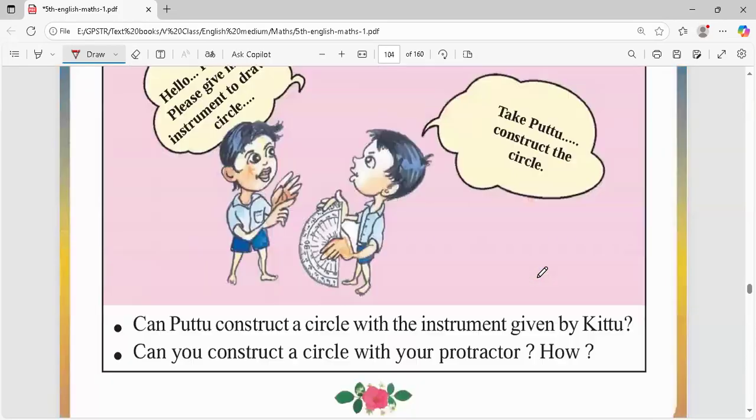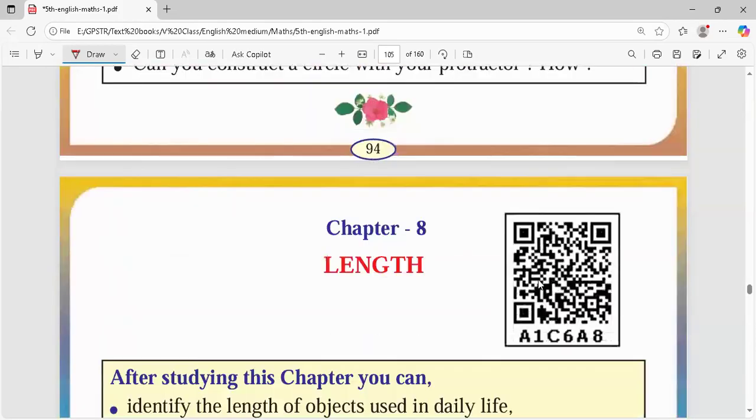This completes your exercise 7.2. In the next video, I will discuss chapter 8, length.